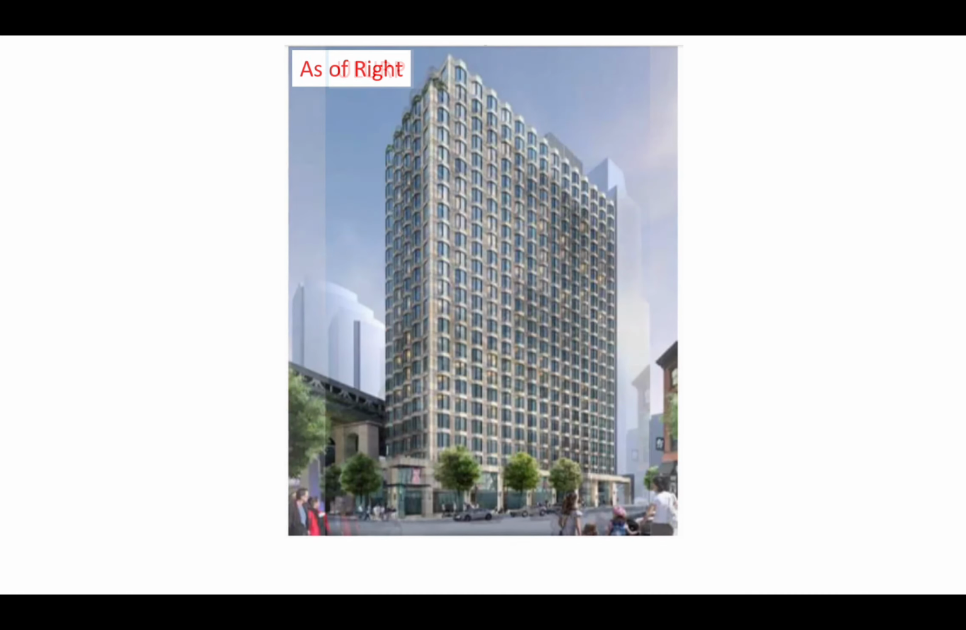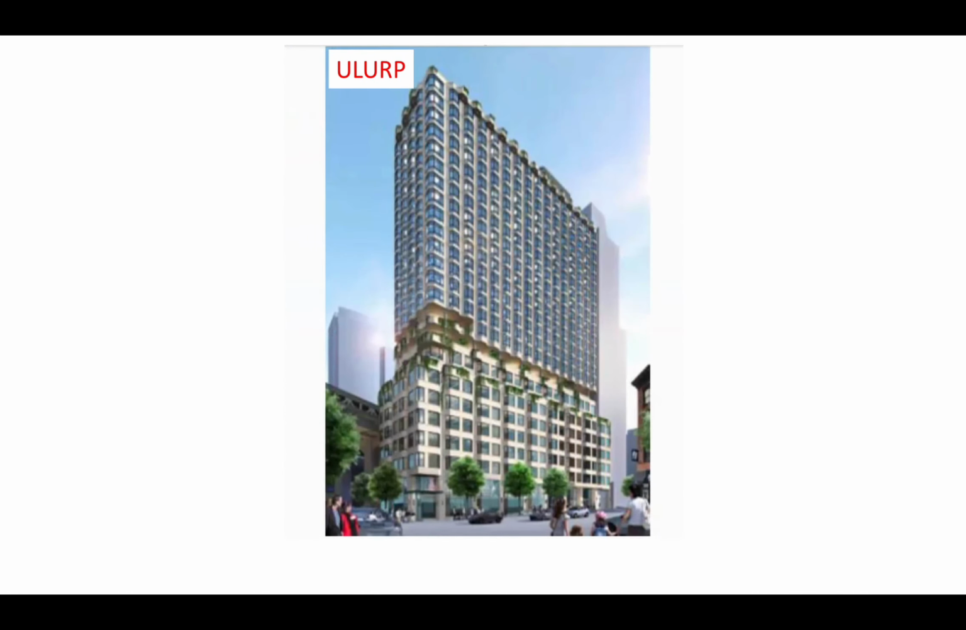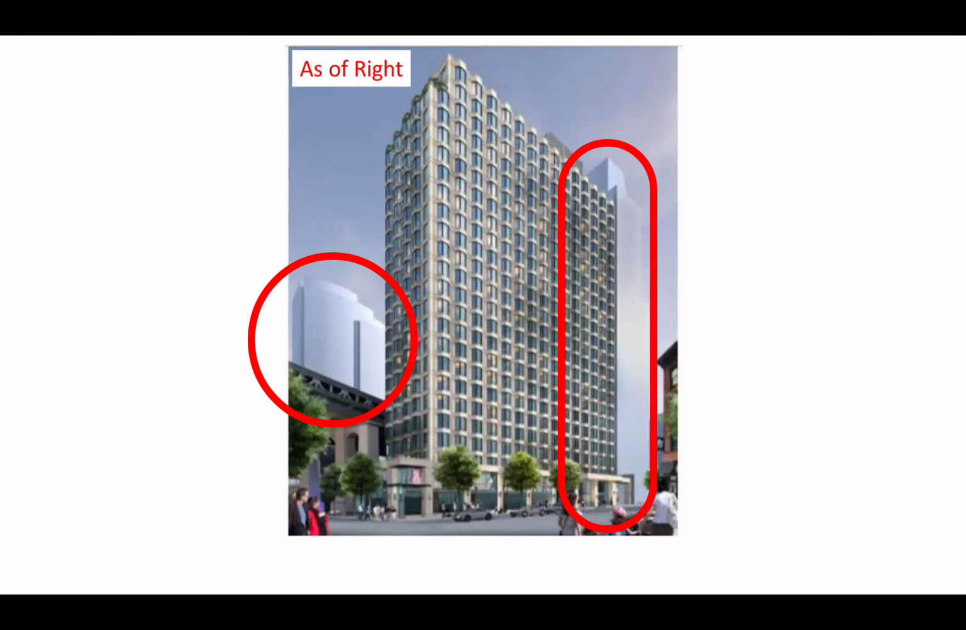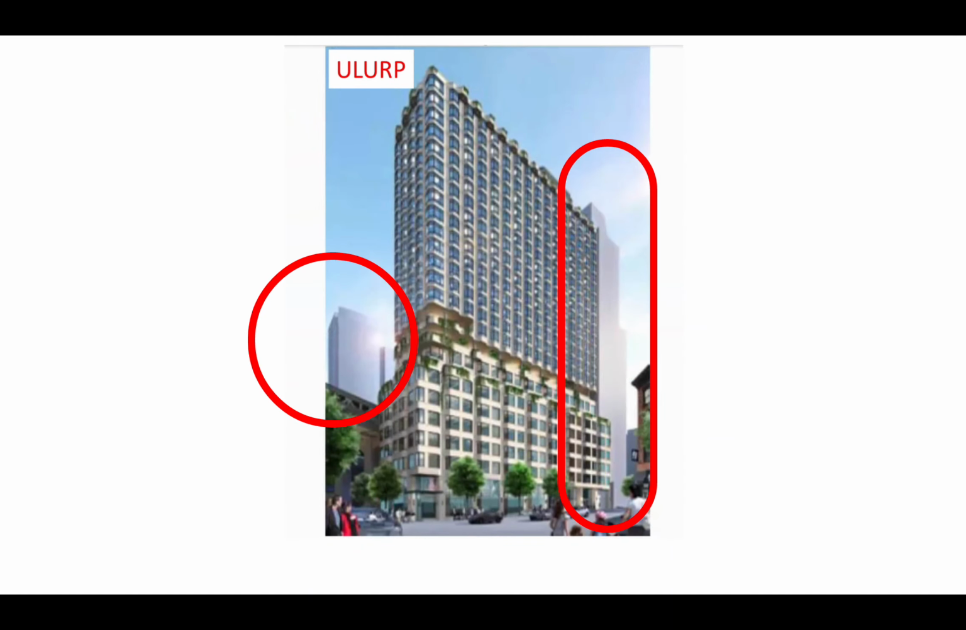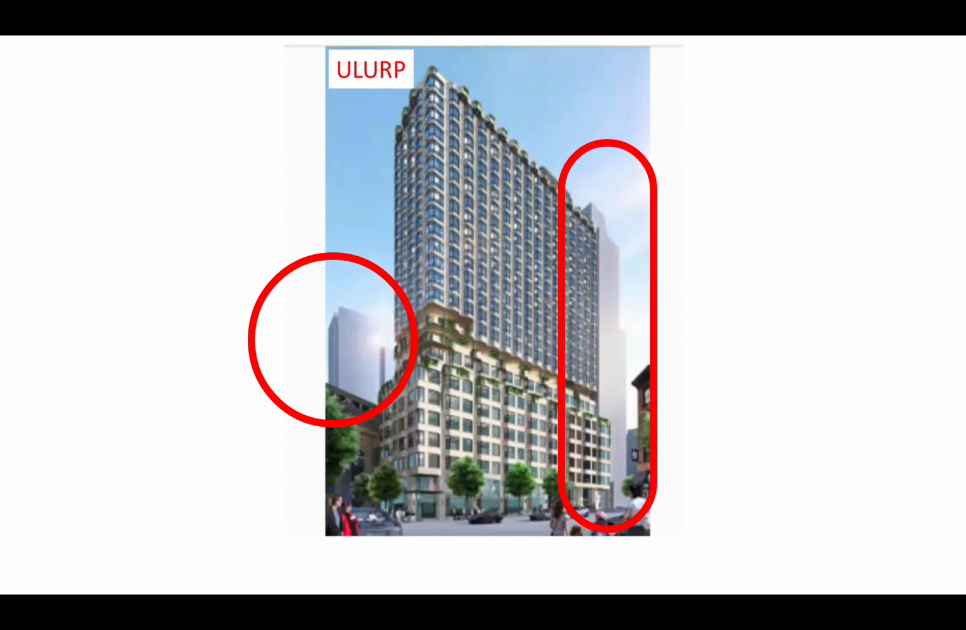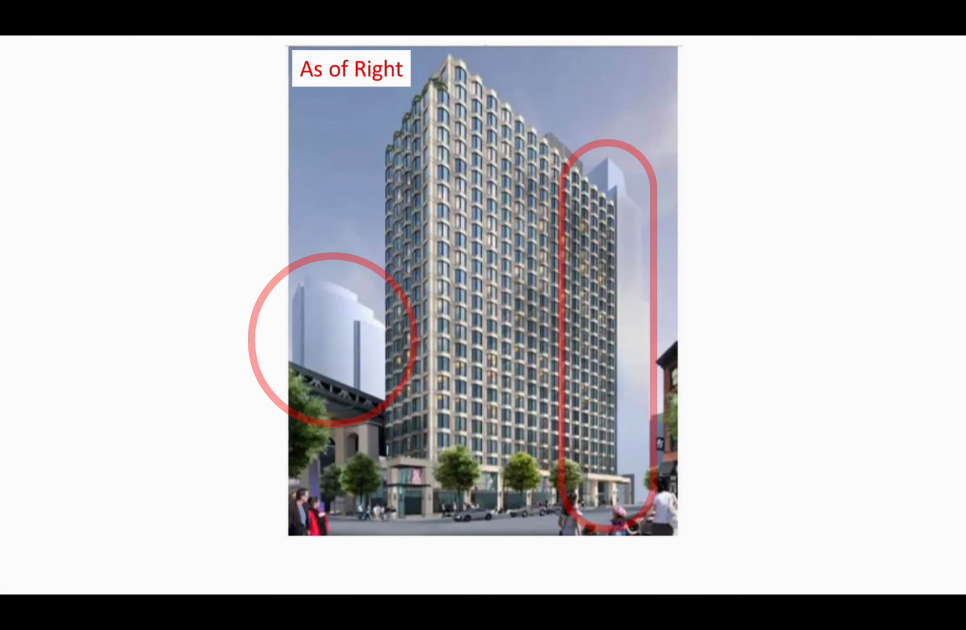This is even clearer when these images are compared by overlaying them. When we switch from the as-of-right to the ULURP image, we can see that there's significant motion to the buildings in the background, which means that the perspective of these two renderings is not the same. It's important to note that up until this point, all of the images that we've shown are exactly the same as what was provided by Rabsky.